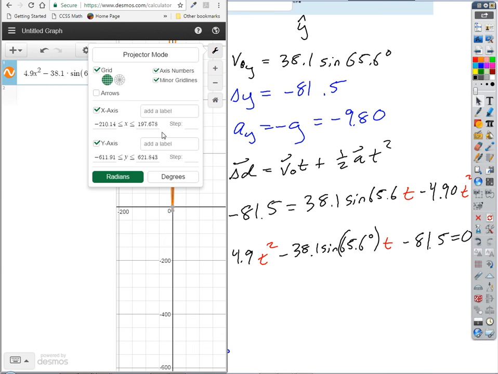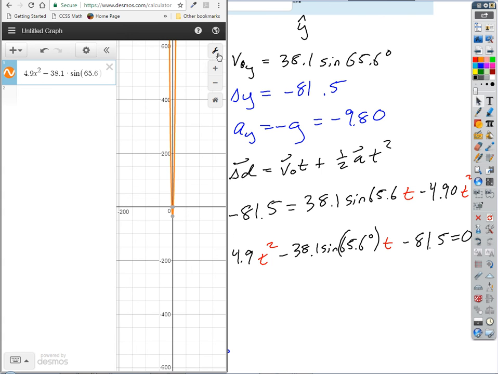Graph settings, let's just look here. Degrees. See, I want to put it in degrees. So I just went up to the little graph settings thing, and I'm going to put it in degrees. And then I think I just go back. There it is. Doesn't change things a ton, but there it is.